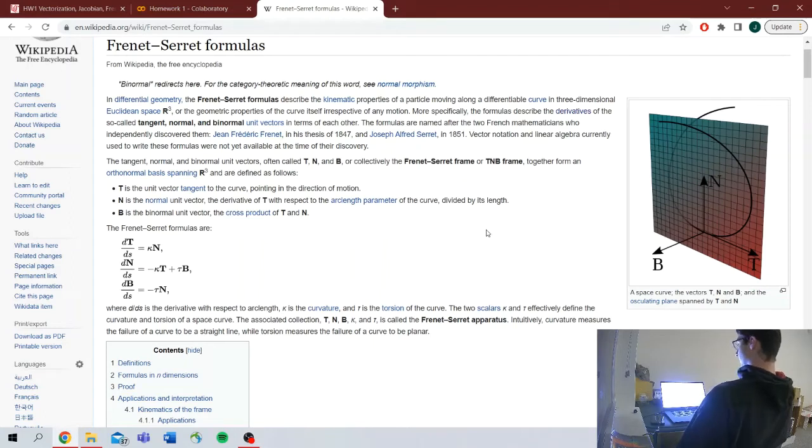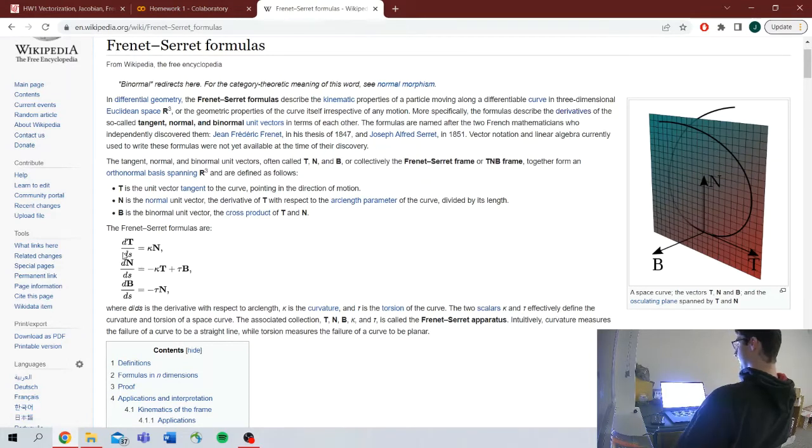So the tangent, normal, and binormal unit vectors are three vectors of motion that you can use to define the motion of a particle at a very specific point. So the tangent is pointing in the direction of motion of the particle. Then the normal points towards the center, which is perpendicular to the tangent. And the binormal is the cross product of the tangent and normal. So by definition, it's perpendicular to them both. And these are the formulas here.